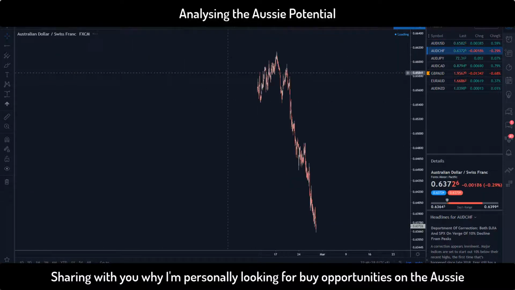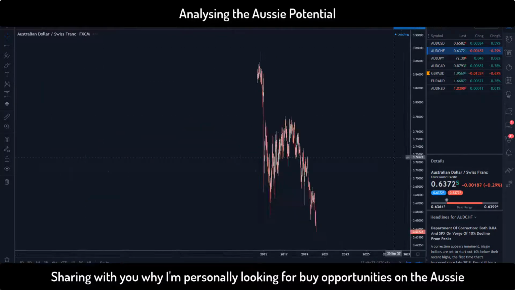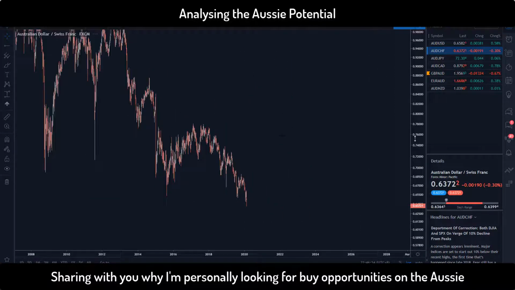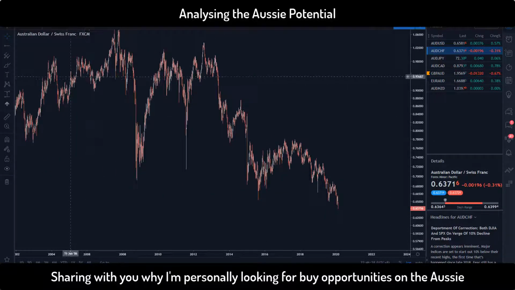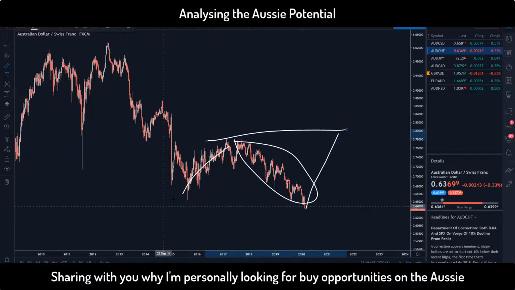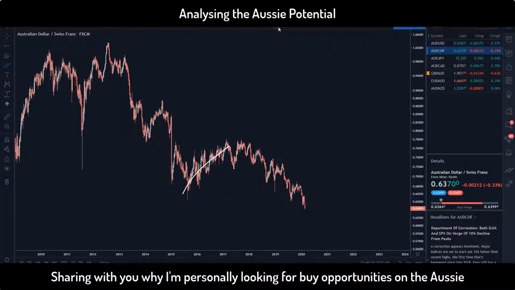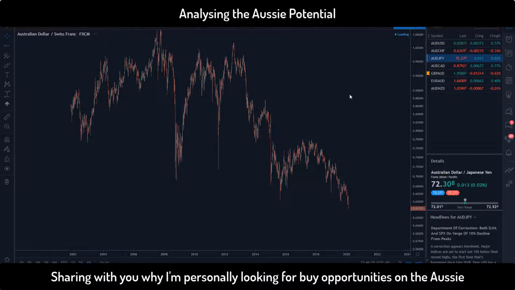If I go over to Australian Swiss franc, likely we are seeing the same thing, pretty similar to the Australian dollar. You can see over here on the weekly chart, this move here is corrective. This move here is corrective. We might expect one more move to the upside to form this bigger corrective pattern, which is very similar to the Australian dollar. So I won't spend too much time on this.